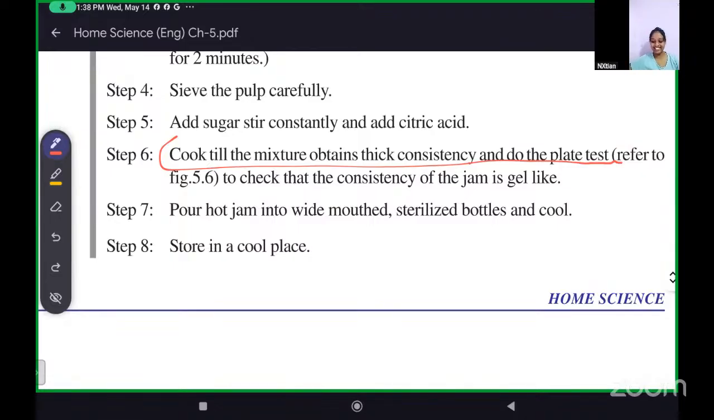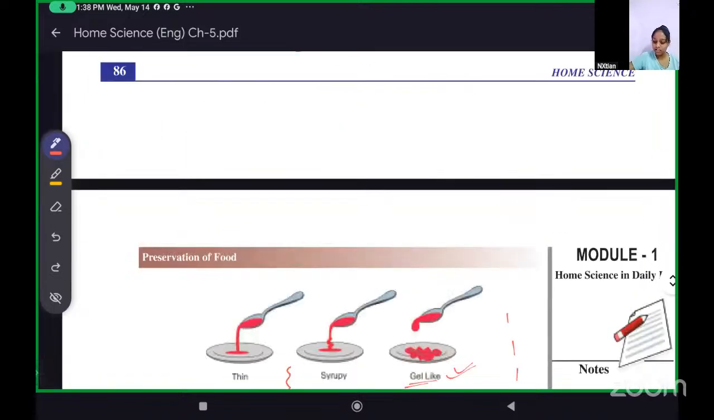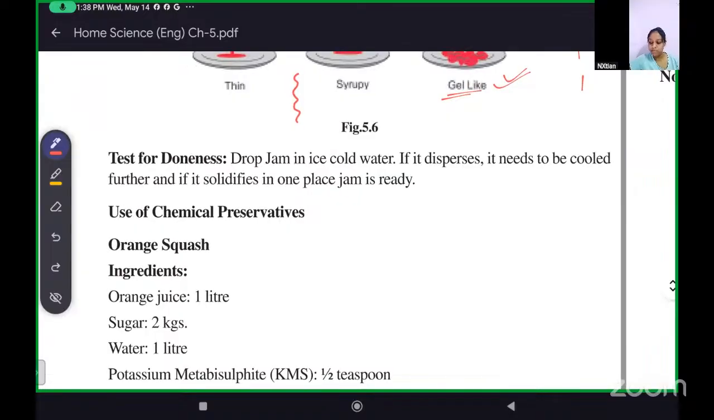Then check that the consistency of the jam is gel like. Pour hot jam into wide mouth sterilized bottles and cool. How do you sterilize a bottle? We open the lid, we remove the container, we put them in water, and we boil the bottles. That is how we sterilize them. If not sterilized, you can nicely wash the bottles, glass bottles or something, inside and outside. Then put them out to dry, and then use them for pouring out the jam. Then store it in a cool place. So then we will have the jam.